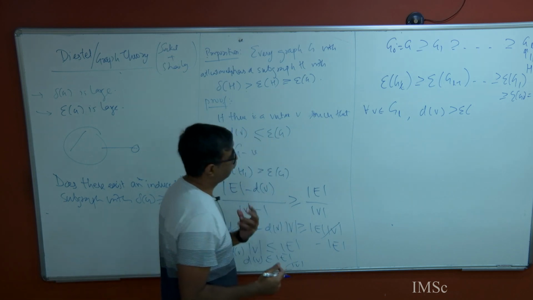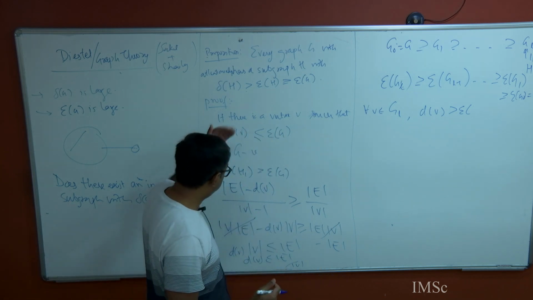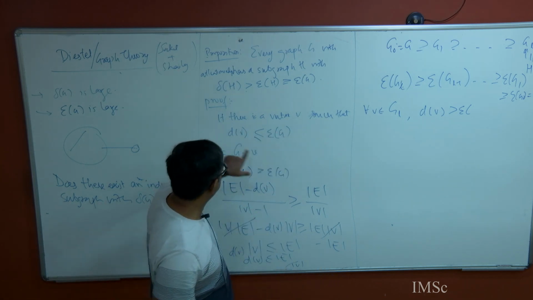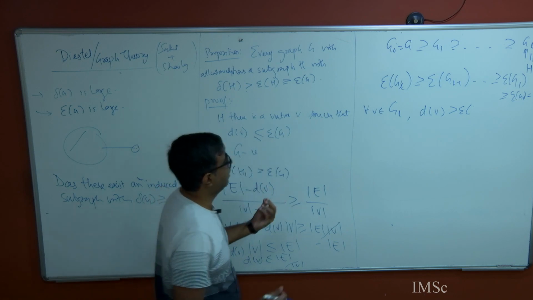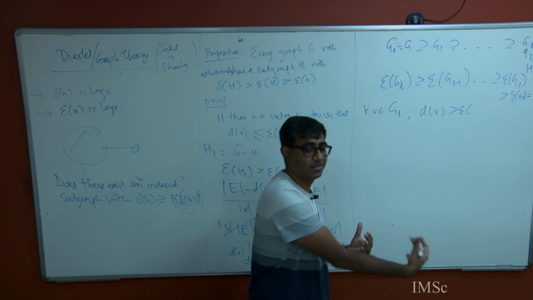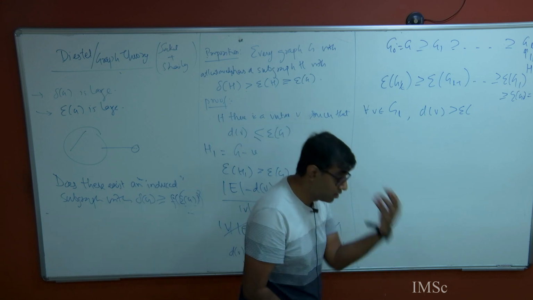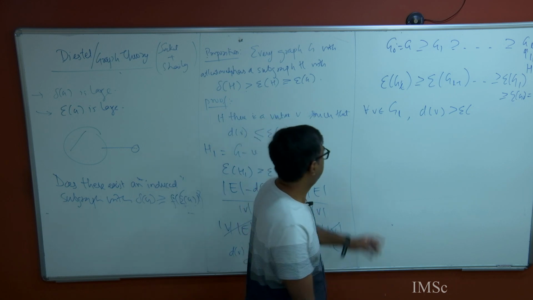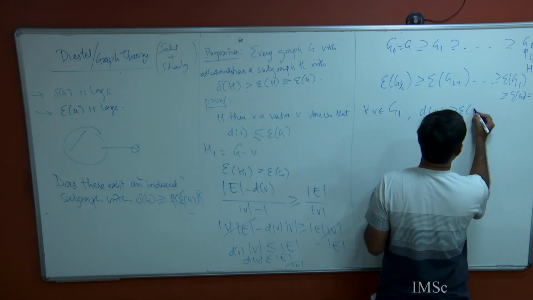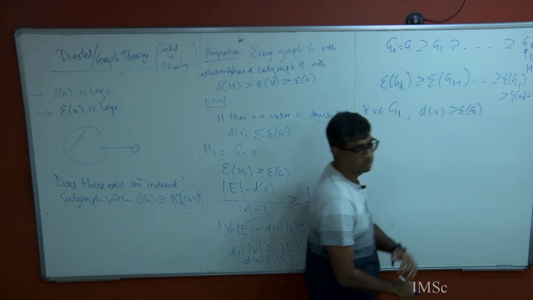Next time when you do, if there's a vertex v such that d(v) is less than or equal to this, you should be picking, at that point of time, the degree with respect to the current epsilon, right? I'm still perfectly fine, right? So that will imply the degree of v is greater than or equal to epsilon of G.